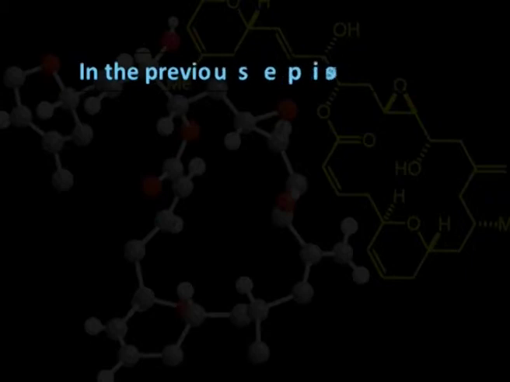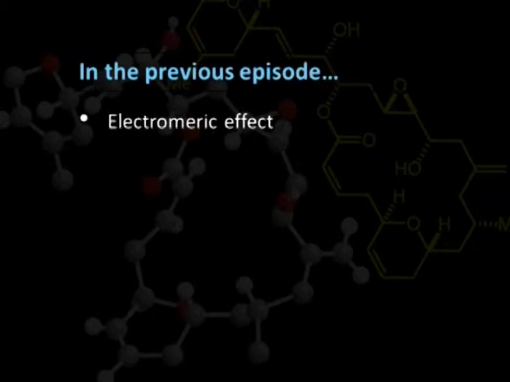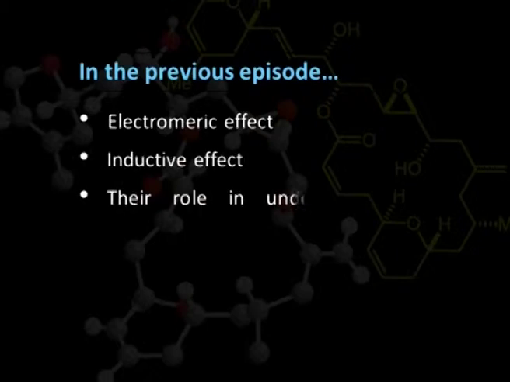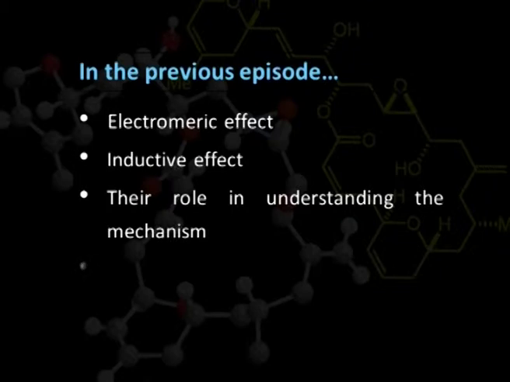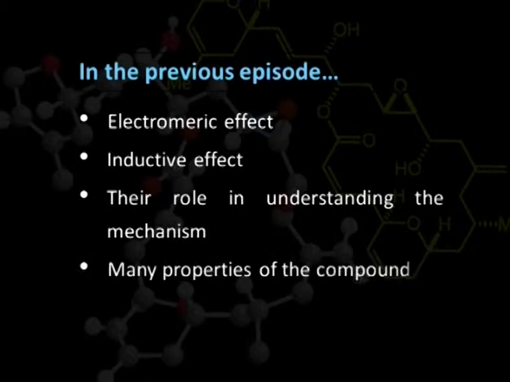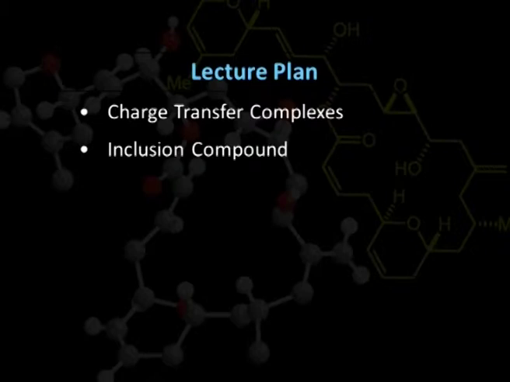In the previous episode of the first unit of organic chemistry, which is structure and bonding, we discussed the concepts of electromeric effect and inductive effect, their role in understanding the mechanism and many properties of compounds, and their applications. Now in this episode, we will be discussing charge transfer complexes and inclusion compounds.